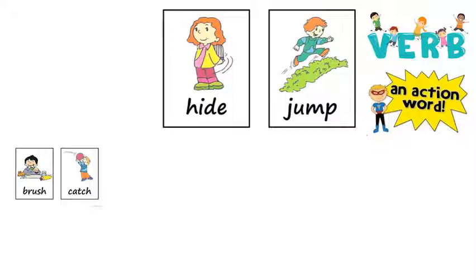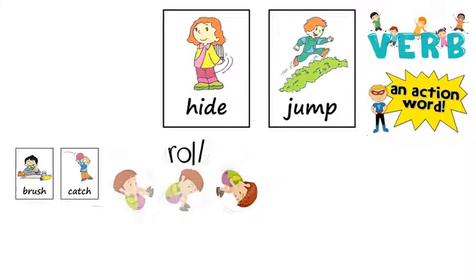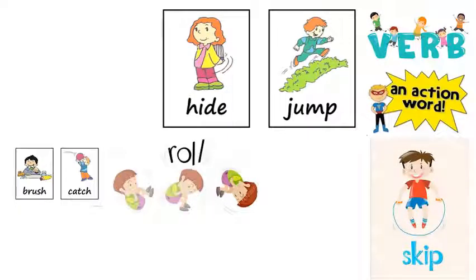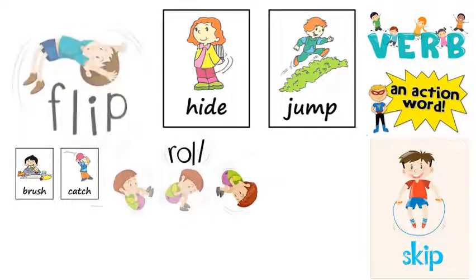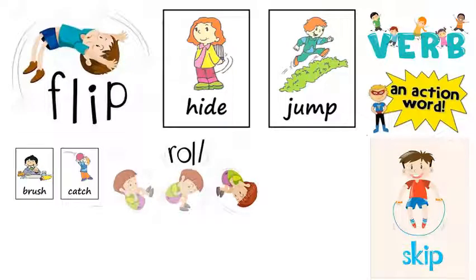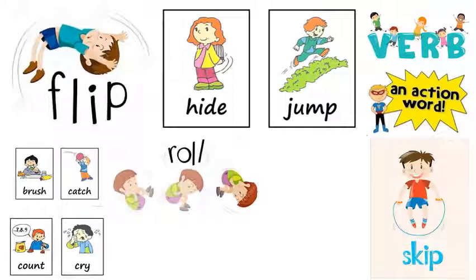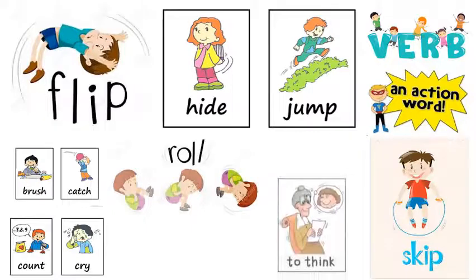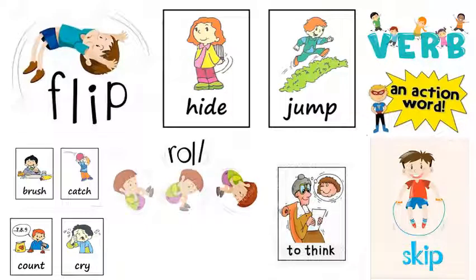You catch, somebody throws, that is an action. You catch the ball is an action. Roll, can you see? Roll is an action. Skip, you have a skipping rope and you skip is an action. Flip, you know how to do flips. Yes, it's an action. Count, you have so many chocolates and you count 1, 2, 3. Count is an action. Cry is an action. Think, you think when you want, you say, Mama, what do I want? You think and you say, that's an action. Okay, verb is an action word. Okay, now come on, what is verb? Verb is an action.